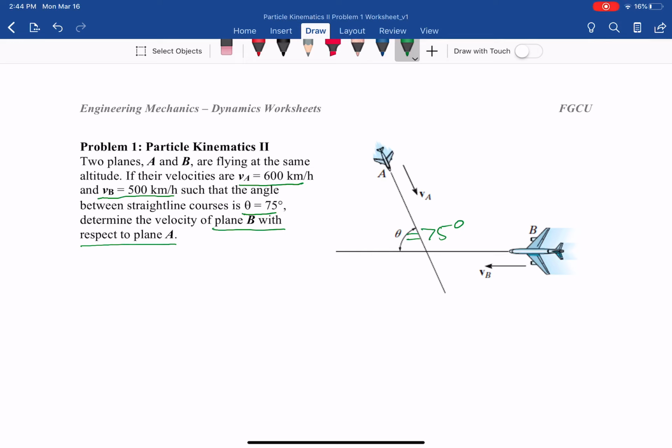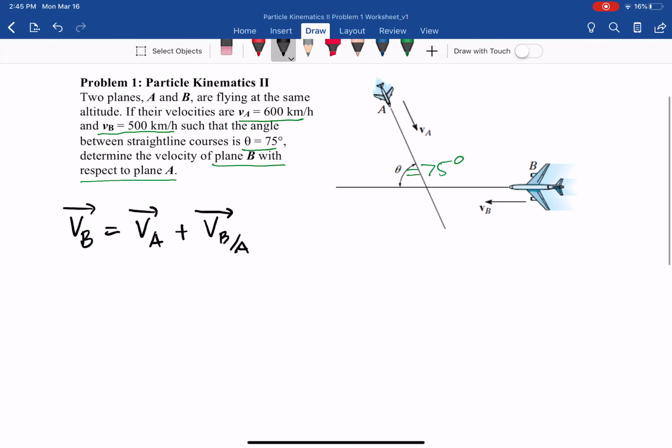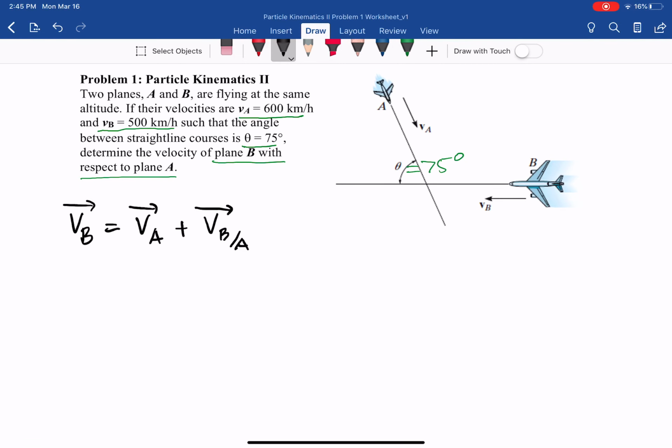So basically this is a relative velocity calculation. Plane B with respect to plane A, so we start the relative velocity equation with VB equal to VA plus VB relative to A. If they ask what is the velocity of plane A with respect to plane B, then you start with VA equal to VB plus VA relative to B. So with that, we solve with components and scalar equations.